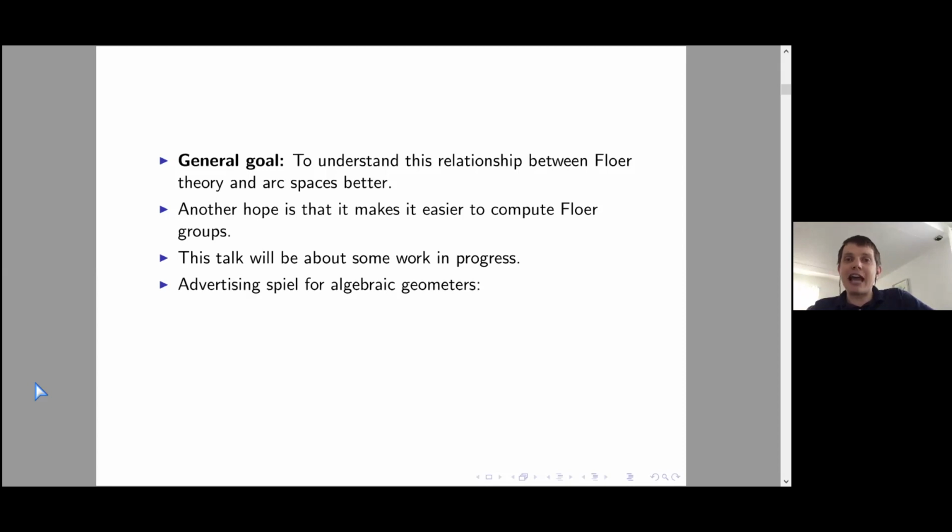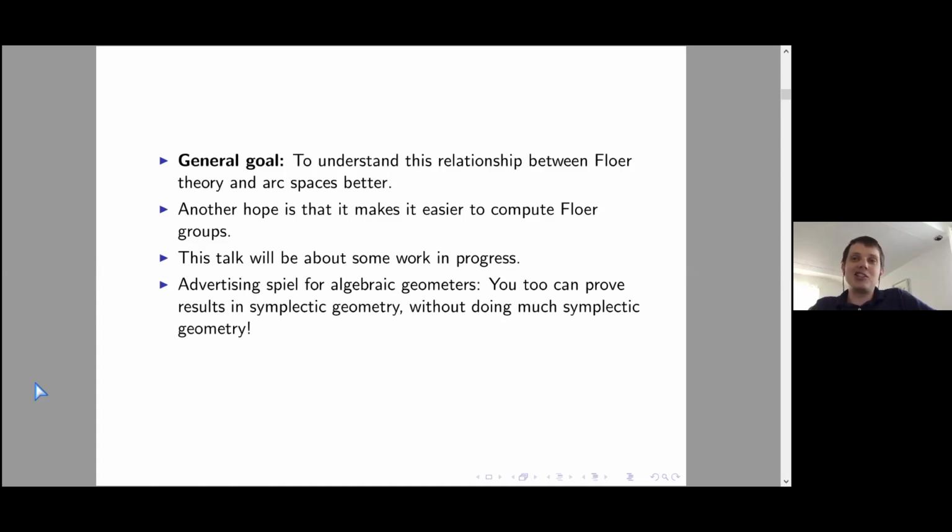Oh yeah, I don't know if there are any algebraic geometers in this seminar, but I have an advertising spiel for algebraic geometers too, which is that you can prove results in symplectic geometry without doing much symplectic geometry. So that's another sort of advertising thing for arc spaces and Floer theory.